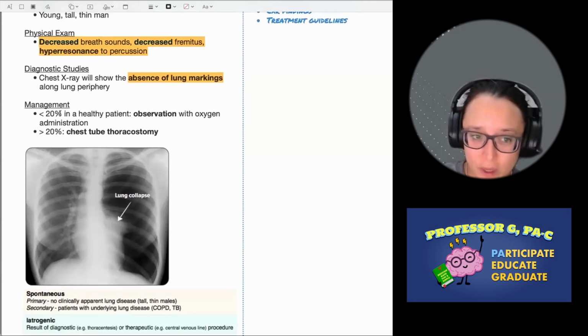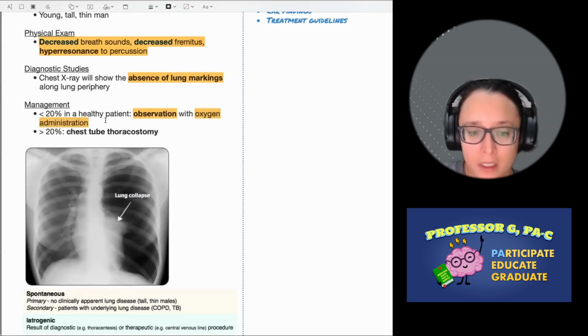So it says less than 20%. I've seen anywhere from less than 10 to 15% here, but this one's pretty liberal at 20%. If that means 20% of the lung is collapsed, less than 20% of the lung in a healthy patient with no ugly findings, like they're not super hypoxic, they're not super tachypnic, they're not having too bad of work of breathing, then we can recommend observation. Observation meaning we admit them to the hospital, we give them 100% oxygen that helps to re-inflate the lungs, and then we observe them with serial chest x-rays.